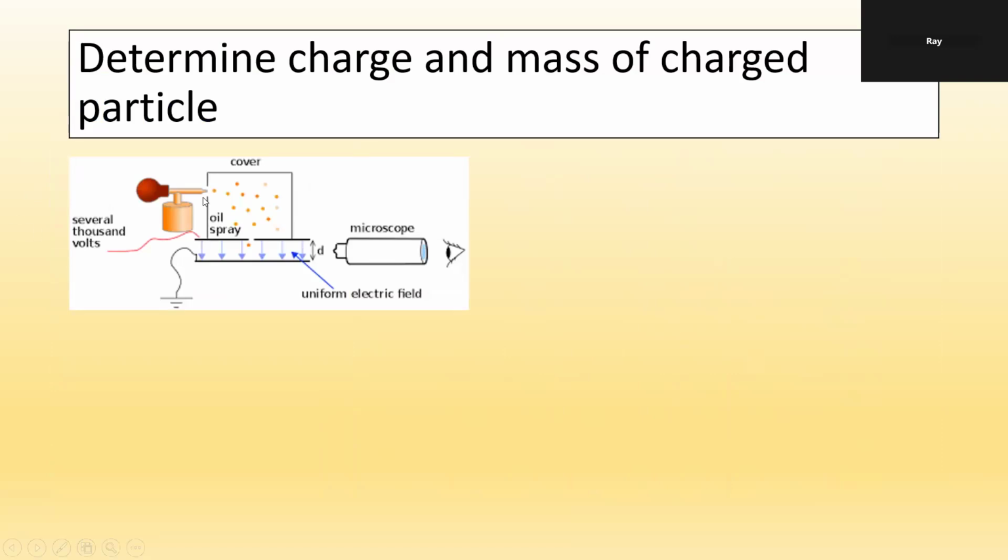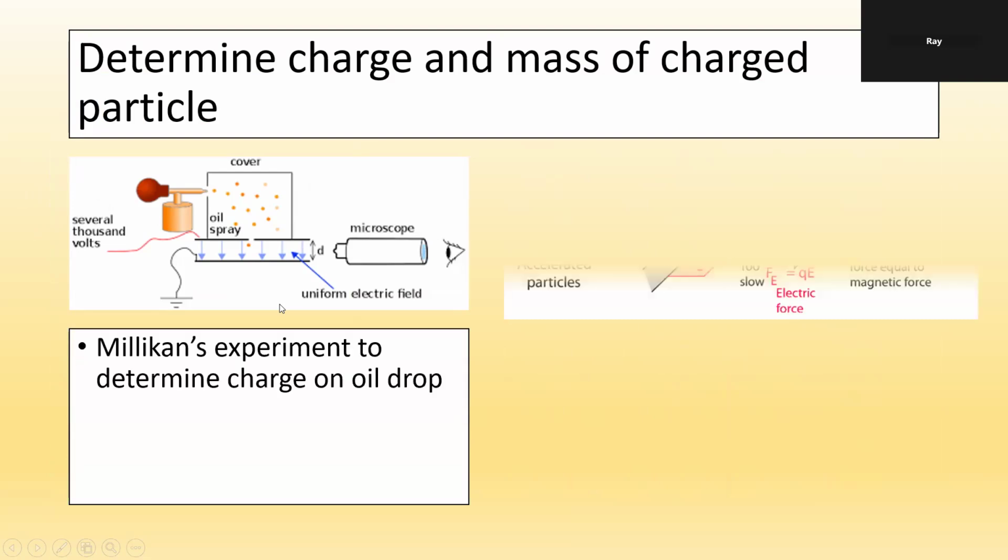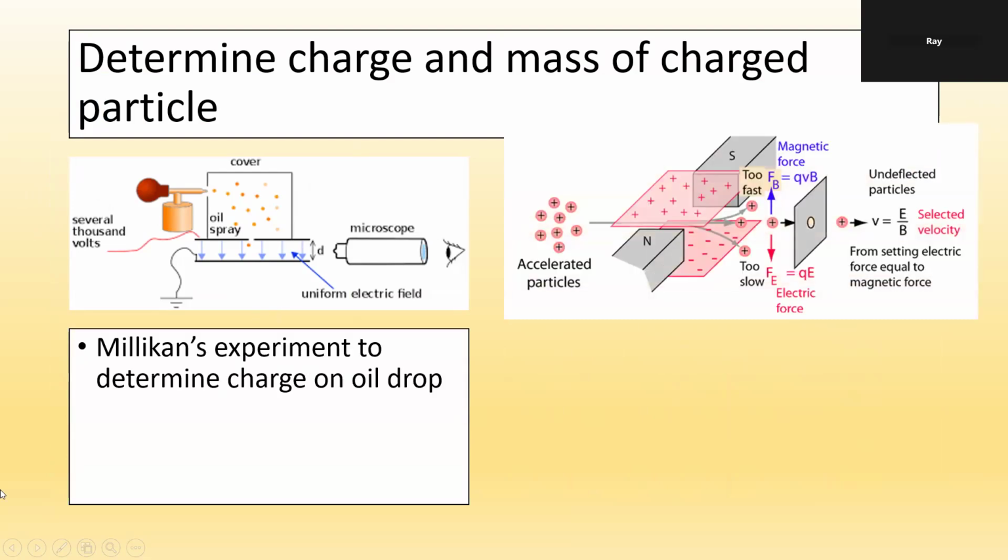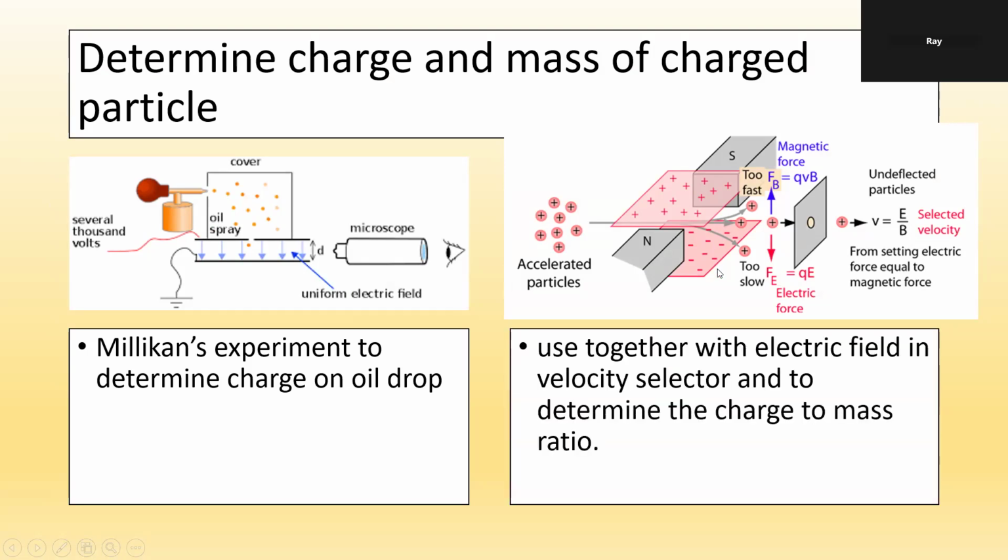This is Millikan's experiment. Determine the charge on the oil drop, and to show the charge is quantized. This one we study. This is called the velocity selector, used together with electric field and magnetic field to determine the charge to mass ratio. Right, so this one determines the charge. This method determines the charge to mass ratio. So from there, we can calculate the mass of the particle.